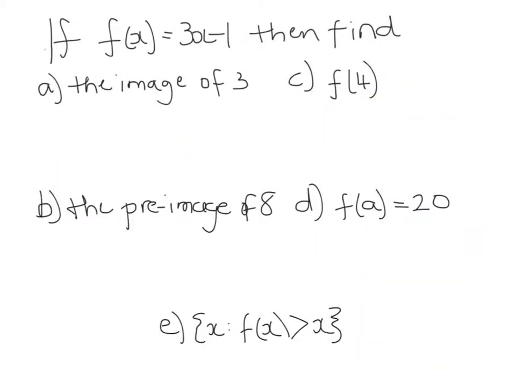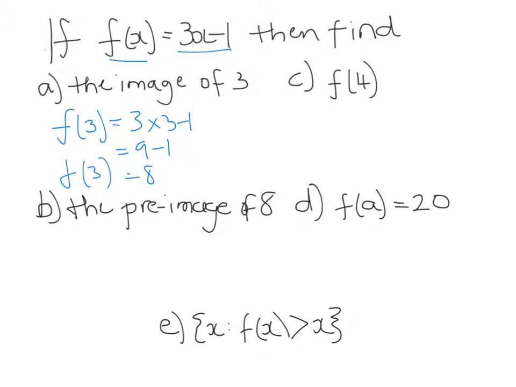Okay, here's one that's more on function. So if we have some function here, a linear function, f of x is equal to 3x minus 1, then find the image of 3. Now what that means is that if you put in 3, what comes out? So that would be 9 minus 1. So the image of 3 is 8.